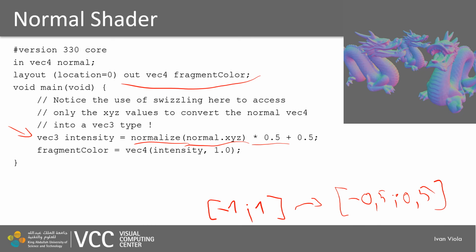And then we are adding the 0.5. So we are remapping it to 0, 1. And this is what we have calculated here as the intensity, which is not really a shading, just the calculation of the normal. And we can put it into the fragment color. And with this, we will be then able to see the normal buffer on our geometry, and we can debug whether the normals look right or there is some problem with the normals.